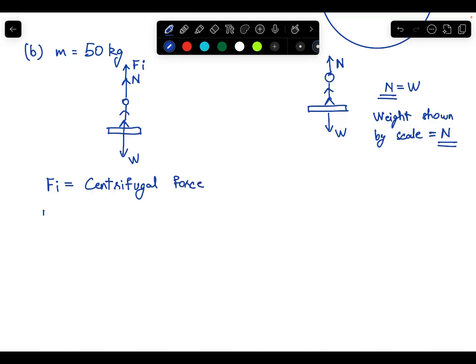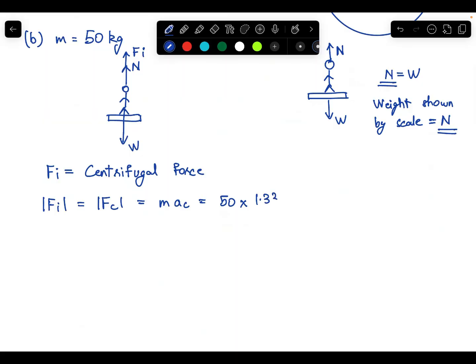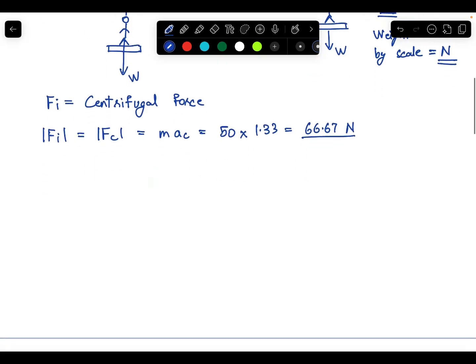Now we know that the magnitude of centrifugal force is just equal to the magnitude of centripetal force. Centripetal force is mass times the centripetal acceleration. Mass is 50, and we know a_c is 1.33. So this gives us 66.67 newtons. That's the centrifugal force.